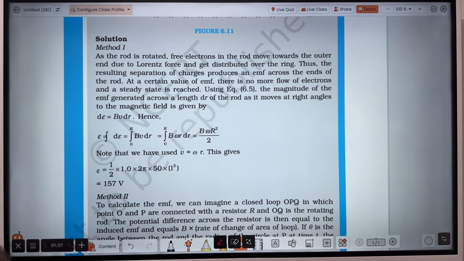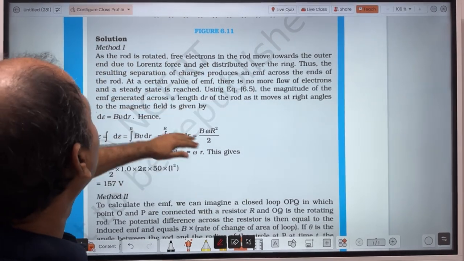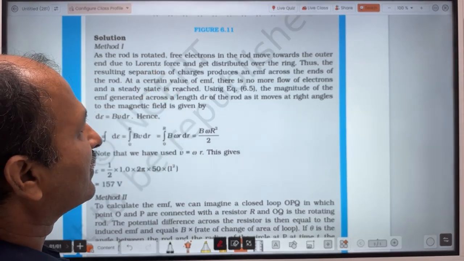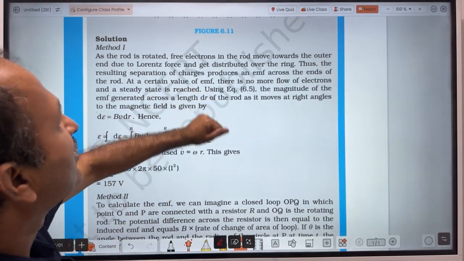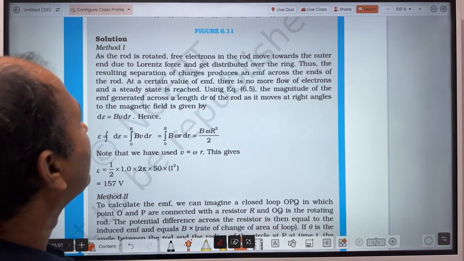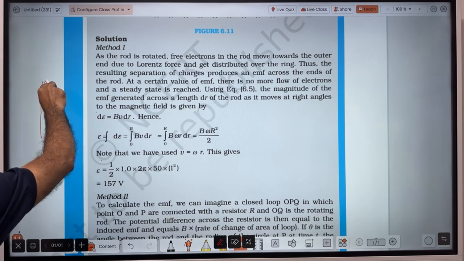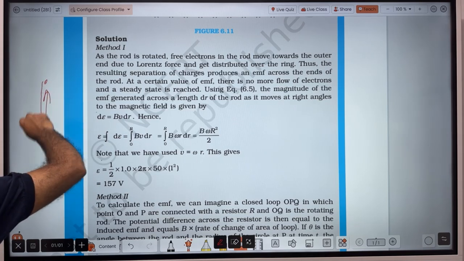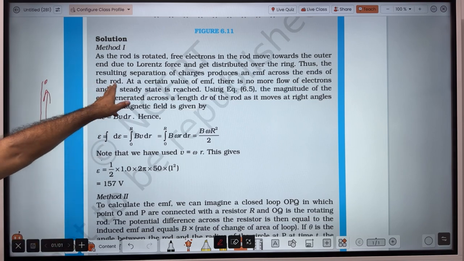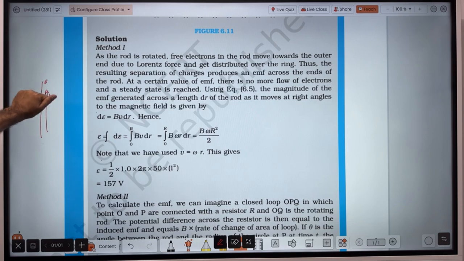In the first case, the rod is rotated, and free electrons in the rod move toward the outer end due to the Lorentz force, as we have seen in the previous case, and get distributed over the ring. Thus, the resulting separation of charge produces an EMF across the ends of the rod. If you consider this rod, all charges are accumulated here. They move like this, so there will be a potential difference. At a certain value of EMF, there is no more flow of electrons. Maximum charge is accumulated here. In that case, there is no more flow, and a steady state is reached.